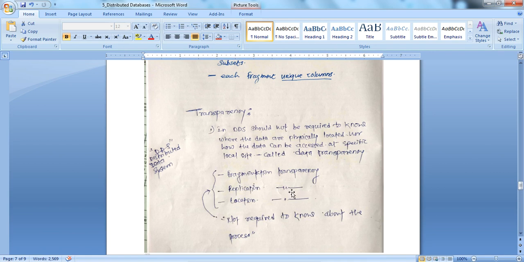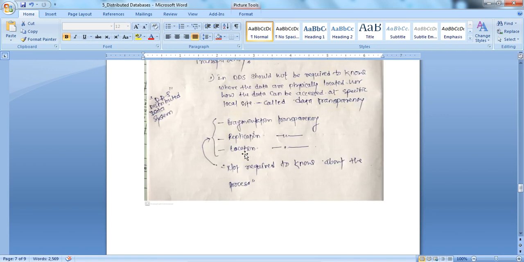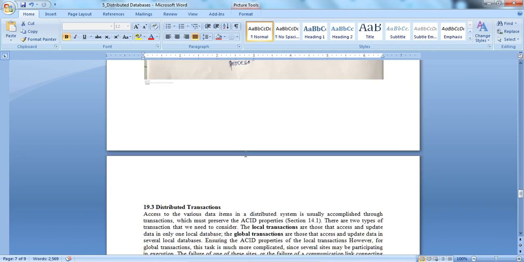The user doesn't know how many replicas there are, right? Then the location where exactly the data is stored, the user doesn't know these things either. That's why they are called transparency: fragmentation, replica and location. Not being required to know about the process of these three is called transparency. It is simply the transparency concept.